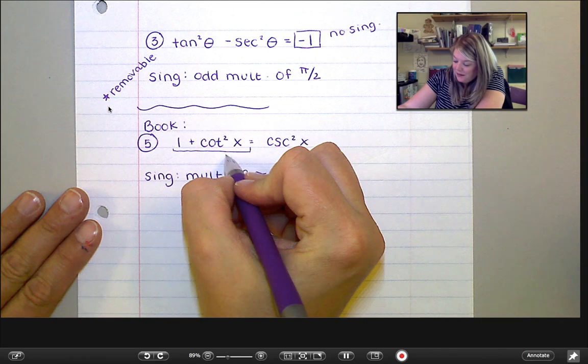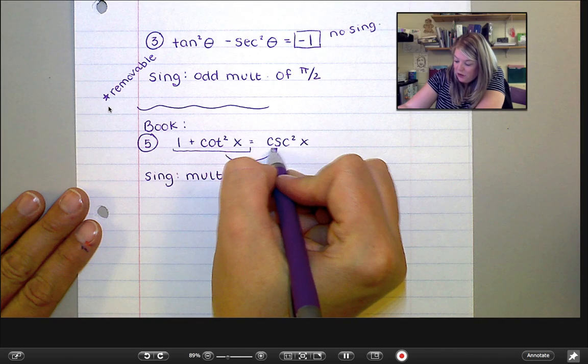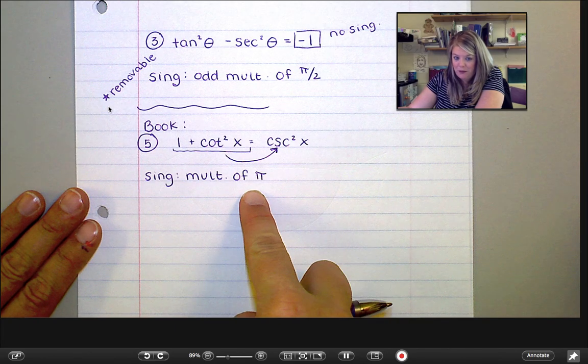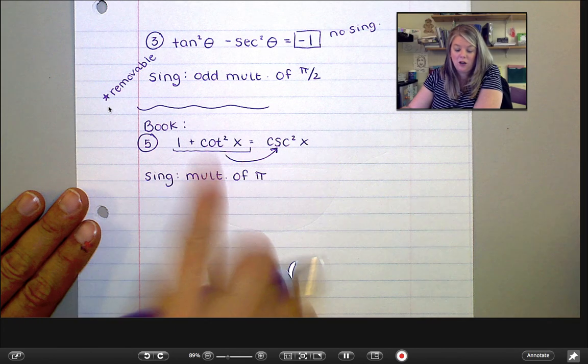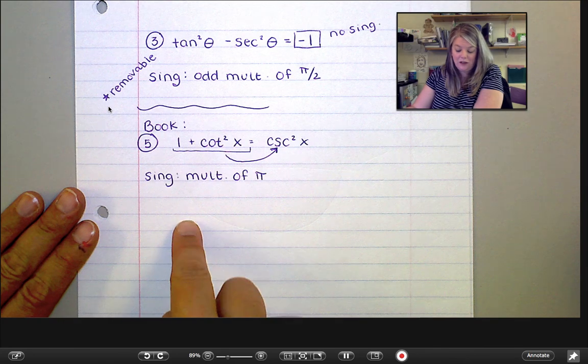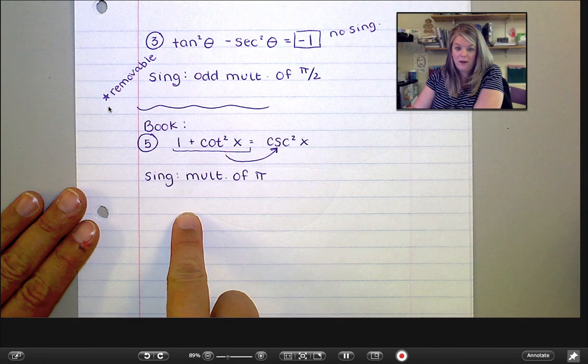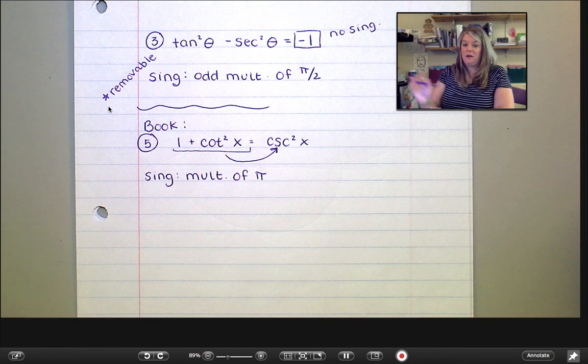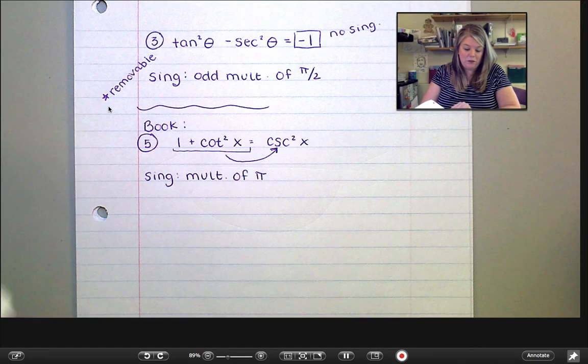When I ended this problem, I ended at cosecant, which is also undefined at multiples of pi. So this singularity did not go anywhere. This singularity did not change one bit. And so I would just leave it alone. I would say, hey, that's a singularity at my multiples of pi, and I would move on with my life. Trying to look for maybe another one here.